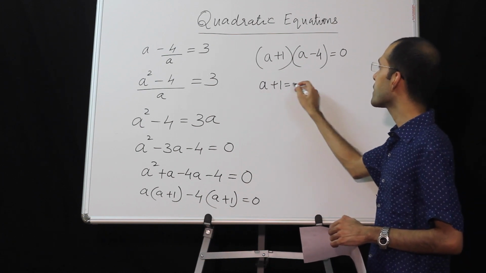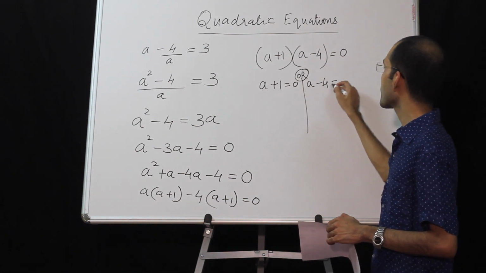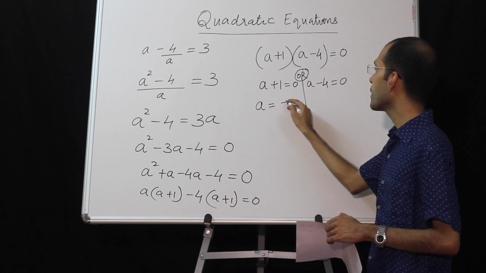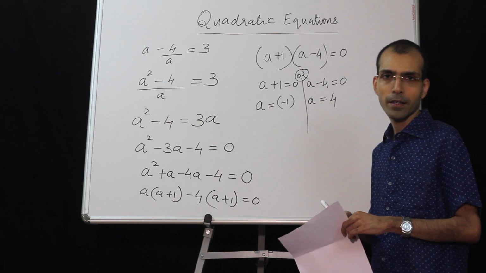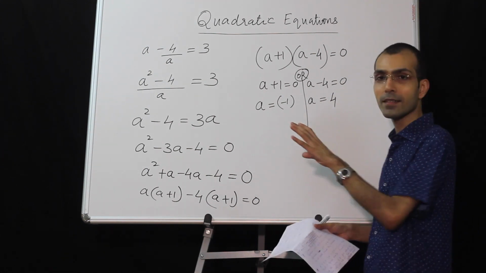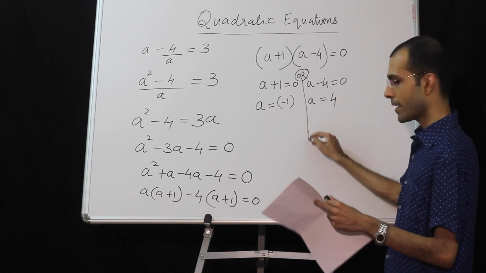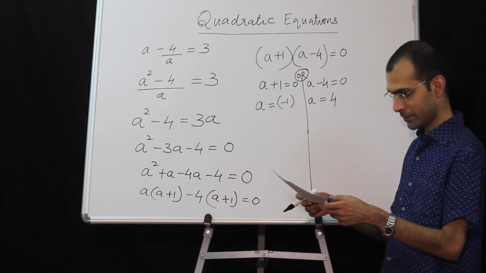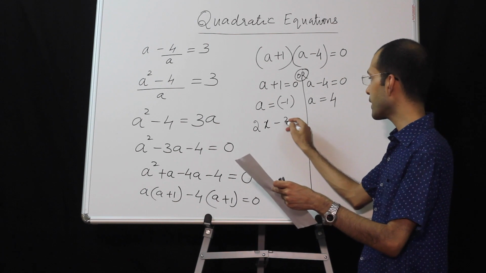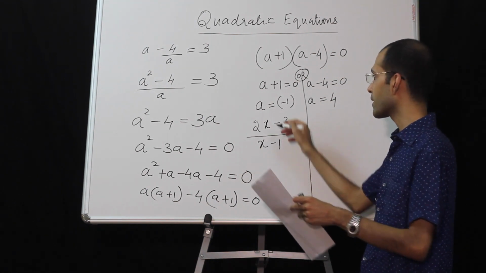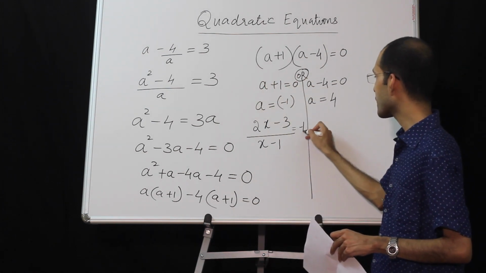So a plus 1 is 0 or a minus 4 is 0. So here a will be minus 1 or a will be 4. Remember, these are not our final answers. Remember to resubstitute. What was A? We had taken A as 2x minus 3 upon x minus 1. This is what we had taken as A. So let it bring it back. So this will equal minus 1.